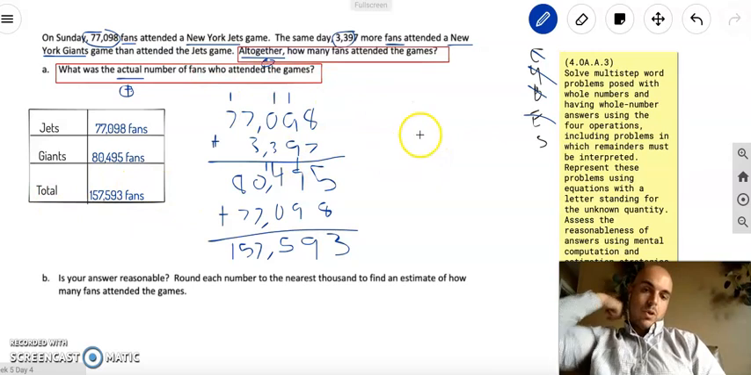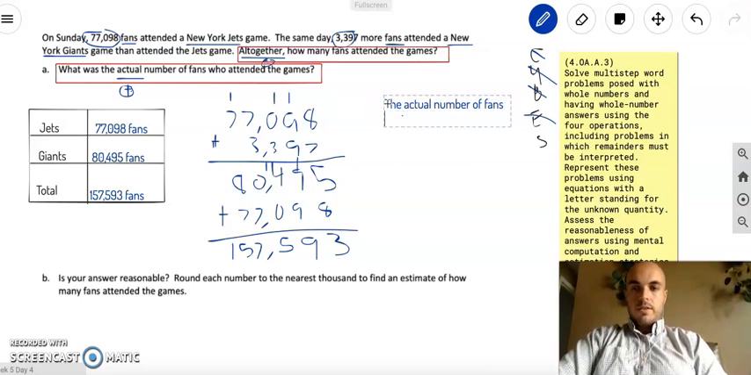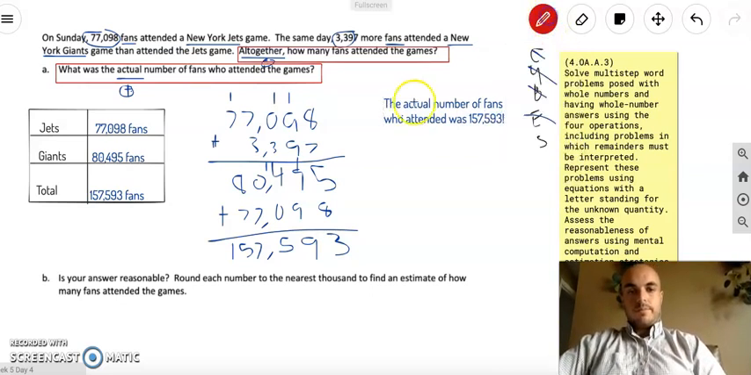It's in here as the total as well, but I'm actually going to rewrite this on the side just in case someone who's grading this or reading this might not necessarily know where to look with our chart, or they just want it somewhere very specifically. So I'm going to say the actual number of fans who attended was 157,593. And we'll circle that in red. Okay, so that's part A.